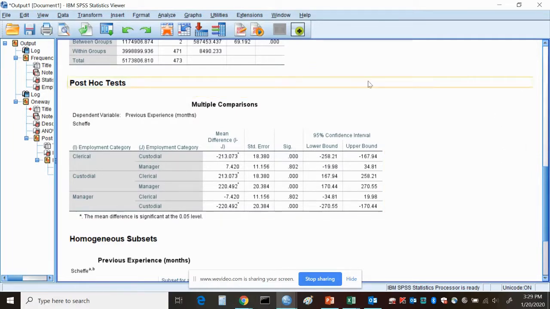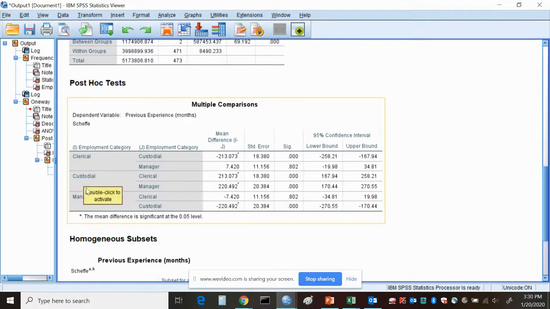So the difference between clerical and custodial, you get a difference of negative 213 months, and this is highly statistically significant. However, between the clerical and the manager, the difference is only on average 7 months, and so that is not statistically significant. If we look at the difference between the custodial workers and the managers, the difference on average is 220 months, and that also is statistically significant.